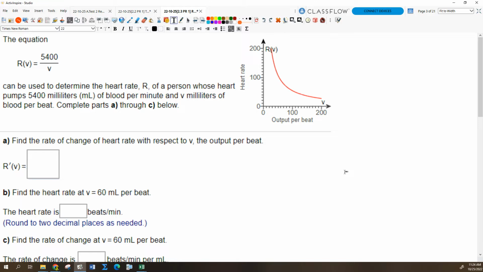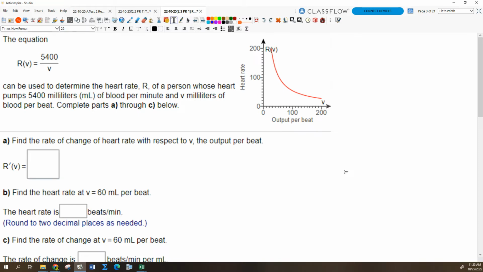Okay, what about something like this then? So here we have some equation. R of V equals 5,400 over V can be used to determine the heart rate R of a person whose heart pumps 5,400 milliliters of blood per minute and V milliliters of blood per beat. Okay, so this is a medical application of some differential calculus here, pretty straightforward. Find the rate of change of heart rate with respect to V, the output per beat.